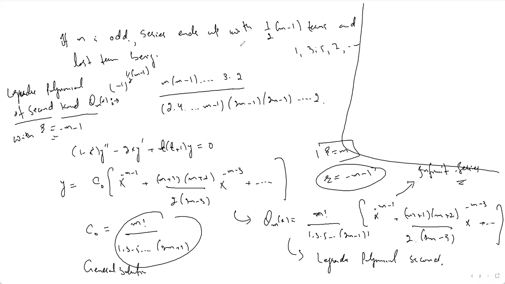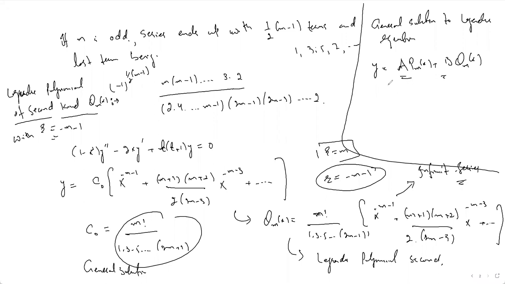So the general solution to the Legendre equation is simply y equal to a Pm of x plus b Qm of x. Now you know that a and b are two arbitrary constants. So this is the solution to your Legendre differential equation. I hope this is okay. If this is okay, then I will move to the next.